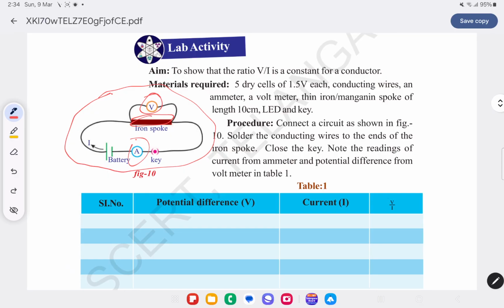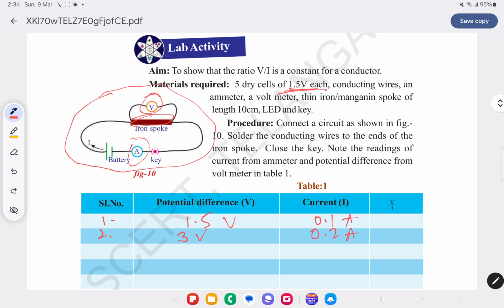Right. Now what you do, in first instance, suppose every battery is of 1.5 volt as given in the textbook. So first connect one battery. So voltage will be 1.5 volt. At that time, obviously in this voltmeter you'll get 1.5 volt because the rating of the battery is 1.5. In ammeter, imagine you are getting 0.1 ampere current. Now next you connect two batteries in series. So 1.5 plus 1.5, 3 volt will be there. Imagine ammeter is showing 0.2 ampere.